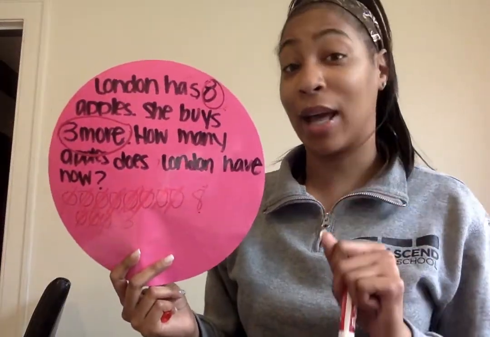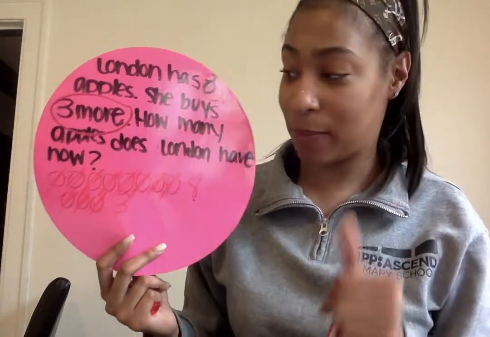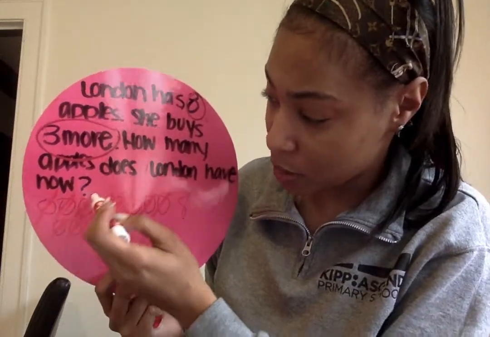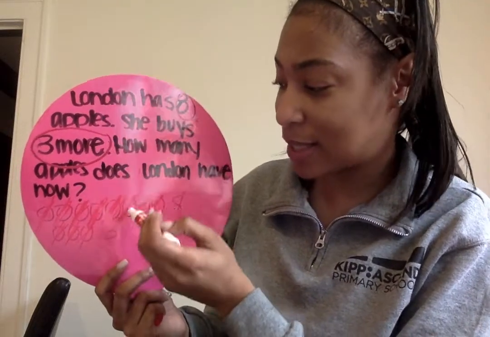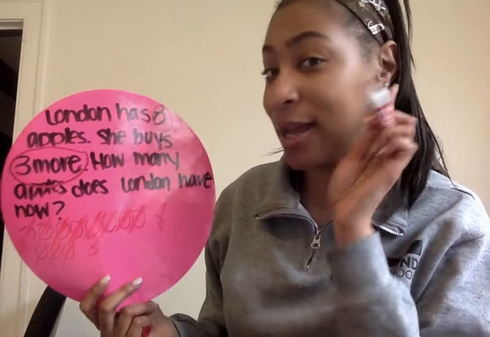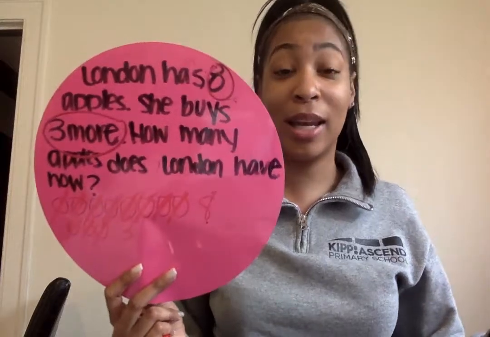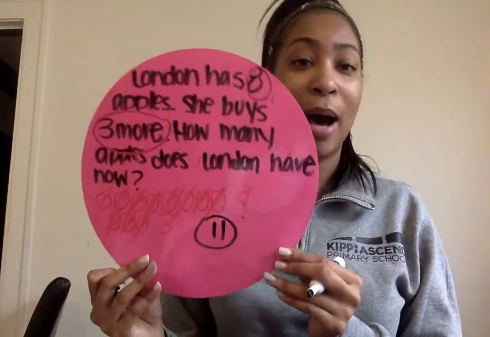11. Now, like I said before, a good counter always goes back and counts again. So let's count one more time. 1, 2, 3, 4. I want to hear everyone. 5, 6, 7, 8, 9, 10, 11. So London has how many apples? 11. Good. So I'm going to write the number 11. I'm going to switch markers here. I'm going to write number 11 and circle it because I know that 11 is my answer.